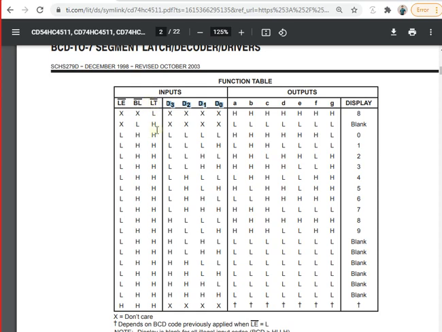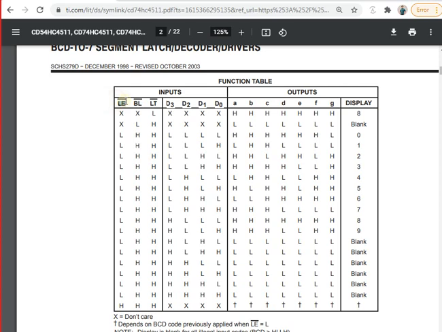Now you can see what we have done. Lamp test and blanking have been given high. So this means I am not even testing. You can see there is a bar on LT. What this means is that whatever logic you give it, it's going to convert it into its NOT. So there is a NOT gate included there. So I am giving LT, lamp test and blanking, as high. When it's converted into NOT, it's going to be converted into low, so it's going to take the signal inside.